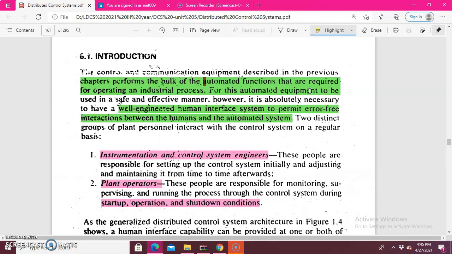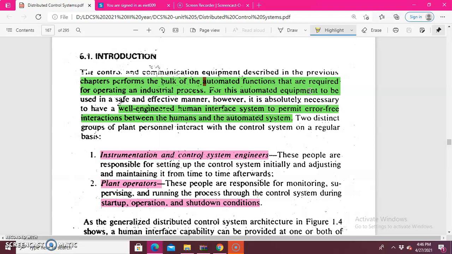the industrial process. So how can this be done in a safe and effective manner? It should be absolutely free from errors. So whoever is going to work in that particular field should be well engineered and, not only that, should have proper knowledge. Generally there are two groups of plant personnel who interact with the control system. Who are they?